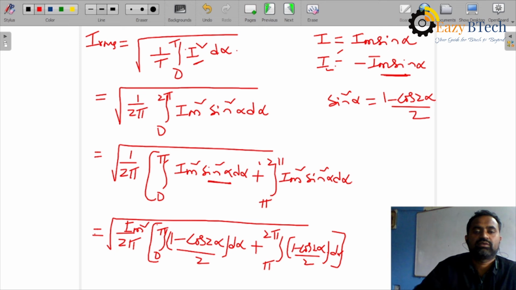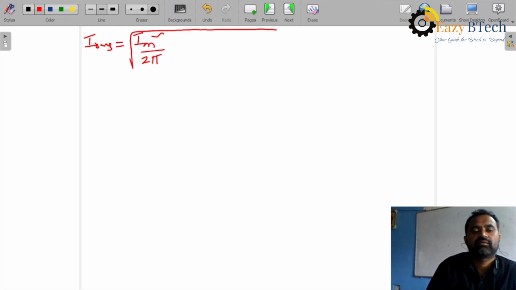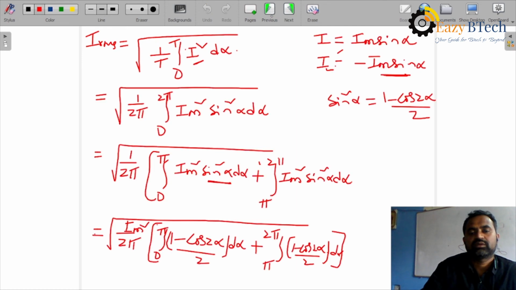Okay students, now we will see IRMS is equal to under root Im square by 2 pi. Here you can see Im square by 2 pi. Now here we will split integral 0 to pi, all this you can split it, here 2, here 2 will come, it becomes 4 pi.